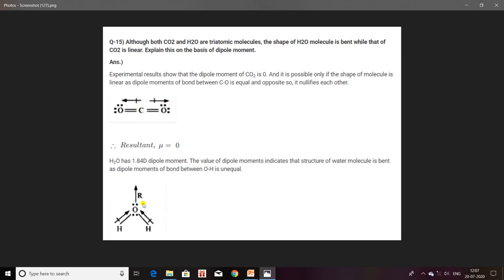But in the case of a water molecule, the shape is bent because the dipole moment is in the upward direction for these two bonds as well as this bond. Now, oxygen is more electronegative, so the dipole moment direction will be in this direction, and there is a lone pair also. So the direction of the lone pair will be upward. So the net direction of the dipole moment is upward, and it will have a dipole moment of 1.84 Debye. So that is why the water molecule has a bent shape.